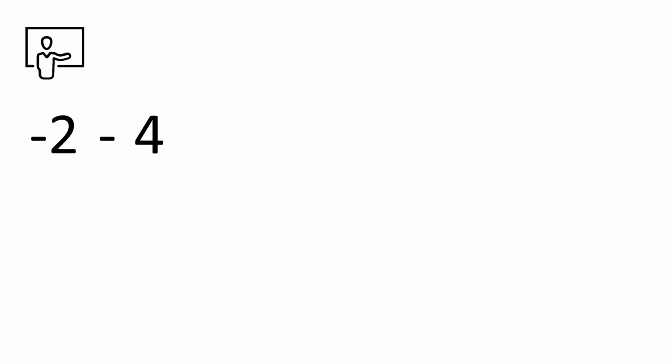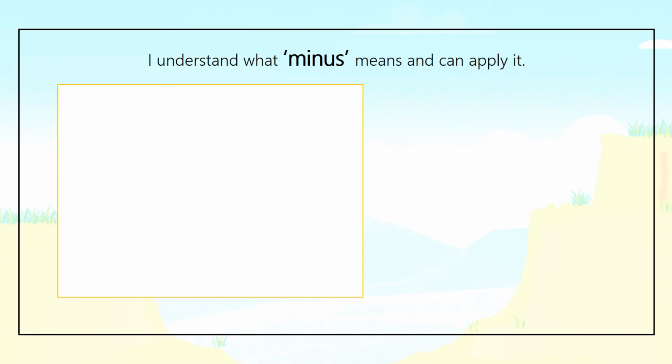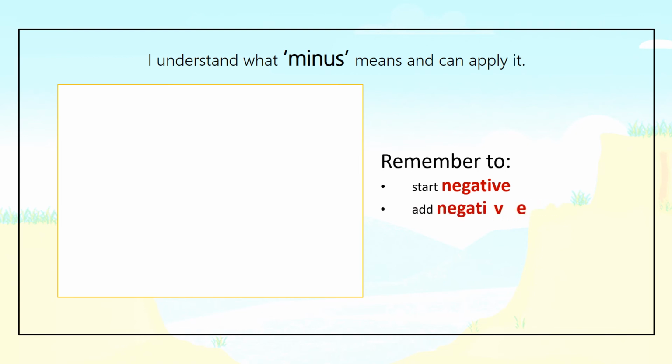Negative 2 minus 4. So we're starting with negative 2, and we are then going to add negative 4. Again, we have no 0 pairs there, and we have a total of negative 6. Again, this just provides a little example of how we would construct the learning with the young people.